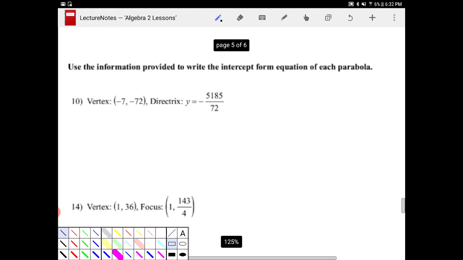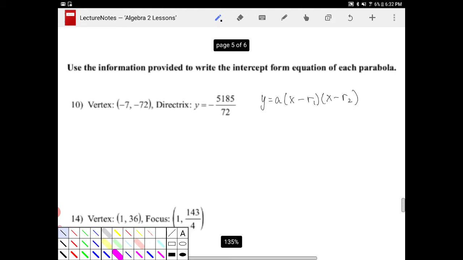All right, next batch. What we're going to do is use this information to write the quadratic equation in intercept form. So what exactly was intercept form again? Well, intercept form is y = a(x - r1)(x - r2). We've got to figure out what the roots are. So in this case, we're going to try to write this in vertex form first, and then, actually, I'm not really sure. Let's just try to figure this out.